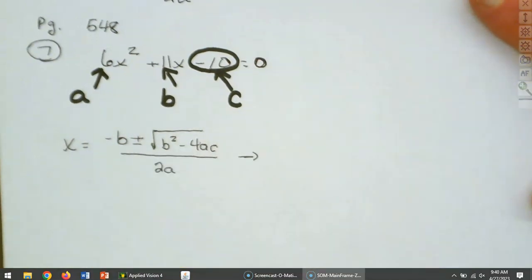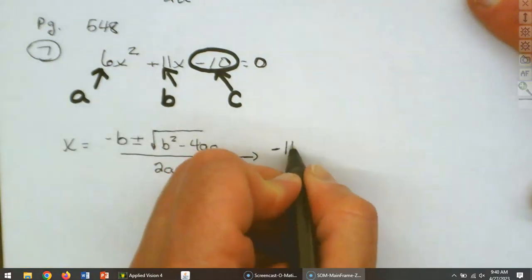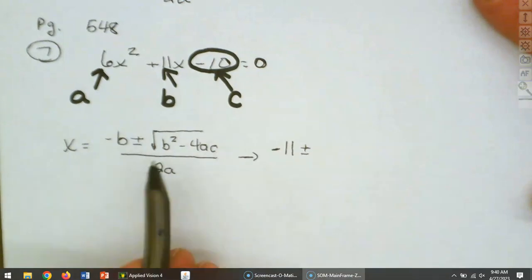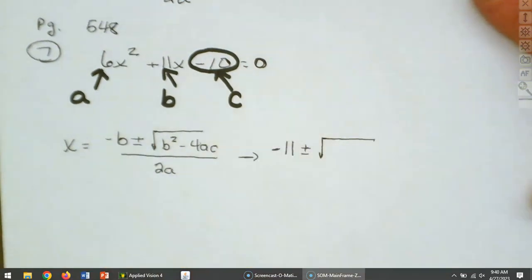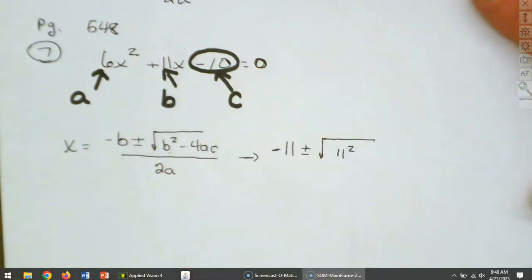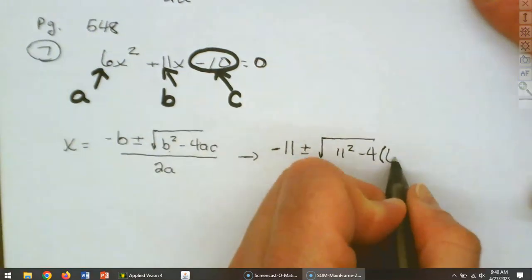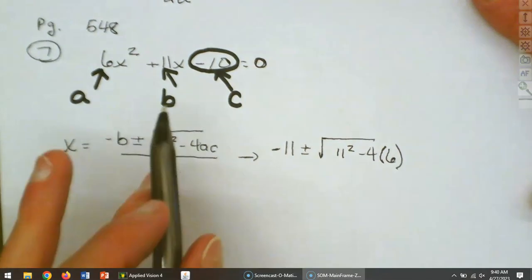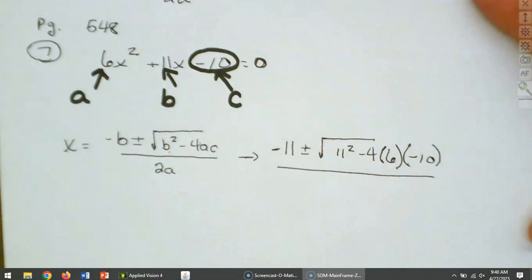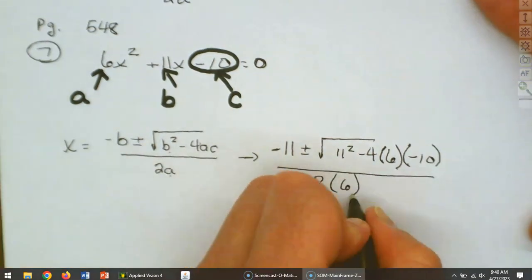What do we plug in? We'll look at your values. So my b is 11, so that's going to be a minus 11. And then we've got plus or minus. Then we have the square root here of b squared, so that's going to be 11 squared minus 4 times a, which is the 6 there, times c, which is a negative 10, all over 2 times the 6.